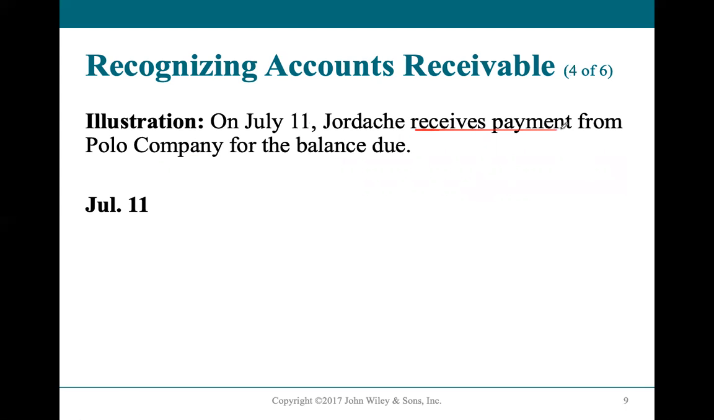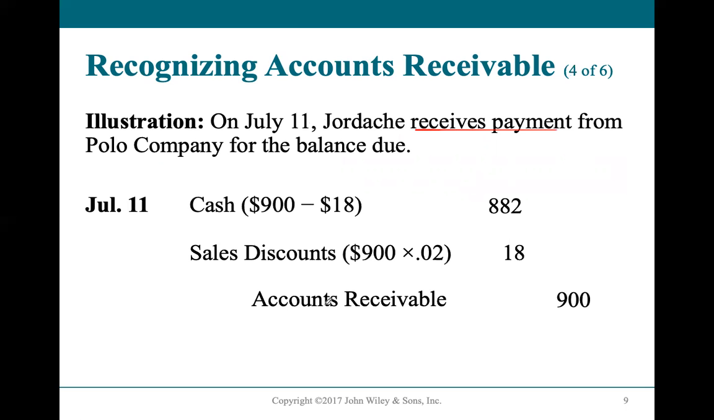And of course, when they receive payment for the balance that has been due, that's going to affect receivables. Now, in this case, the payment came early. So this $900 of receivables is only $882 worth of cash because they provided a discount of $18, or 2% of the sale if paid within 10 days. And so, even though this is $900 of receivables, it actually only turned into $882 of cash.